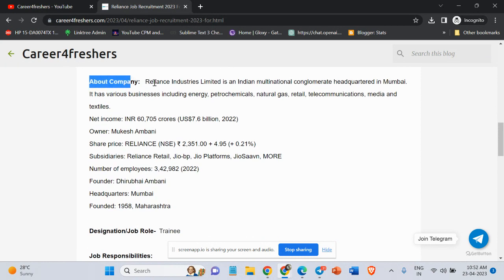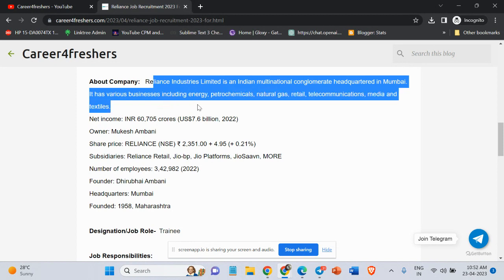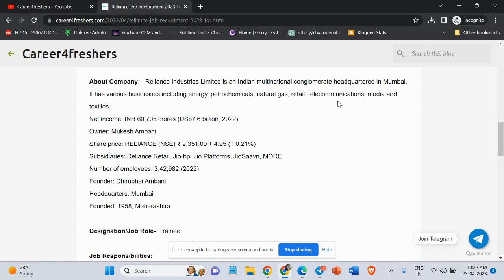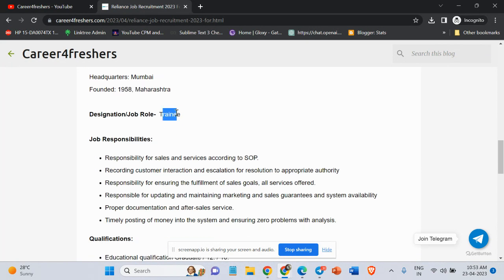Next is about the company. Reliance is an Indian multinational company headquartered in Mumbai. It has various businesses including energy, petrochemical, natural gas, retail, telecommunication, media and textiles. The net income of this company is 16,705 crores. The owner of this company is Mukesh Ambani. Subsidiaries are Jio BP, Jio Platform, Jio Saavn and Reliance Retail. The number of employees is 342,982 as of 2022. The founder is Dhirubhai Ambani. Headquarters in Mumbai, founded in 1958 in Maharashtra. As we discussed, the designation is trainee.